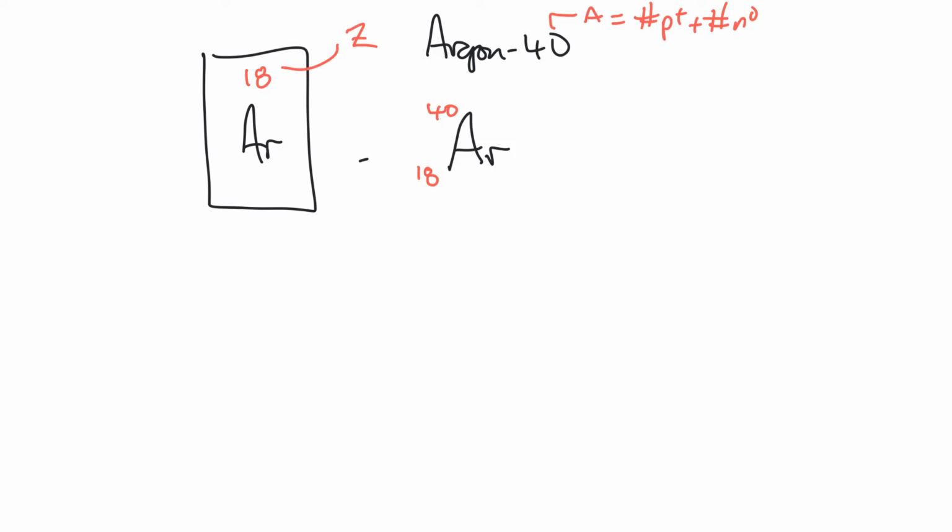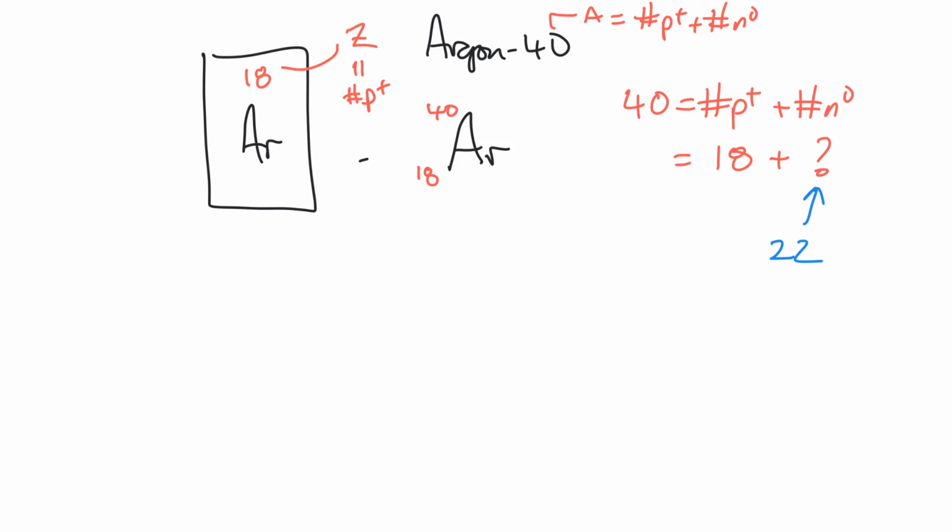How do we know the number of protons and neutrons? Well, the number of protons we already have right off the bat. There are 18 protons. But if we know that 40 is the number of protons plus the number of neutrons, and we know the number of protons is 18, then we just have to solve for that. You can do this by inspection or by subtraction. You can say, well, 22 and 18 add up to 40. Or if you like, you can take 40 minus 18, and that's equal to 22 neutrons. So there are 18 protons and 22 neutrons in an atom of argon-40.